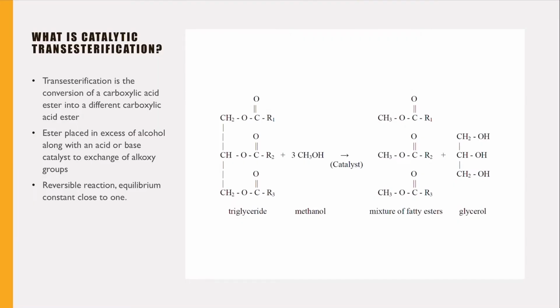Now, what is transesterification? Transesterification is the conversion of a carboxylic acid ester into a different carboxylic acid ester. When an ester is placed in large excess of an alcohol along with an acid or base catalyst, there is an exchange of alkoxy groups. Since both the reactants and the products are an ester and an alcohol, the reaction is reversible and the equilibrium constant is close to 1.